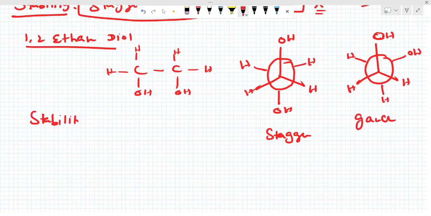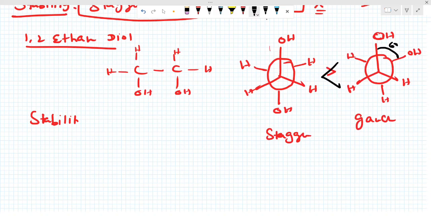Now, which is more stable? The staggered is more stable. Why is staggered more stable? Because the 2 OH groups come away from each other. In the gauche form the 2 OH are at 60 degrees, right? Now, which is the most stable? Staggered. But actually, the answer is the gauche form is the most stable. What is the reason? Listen.